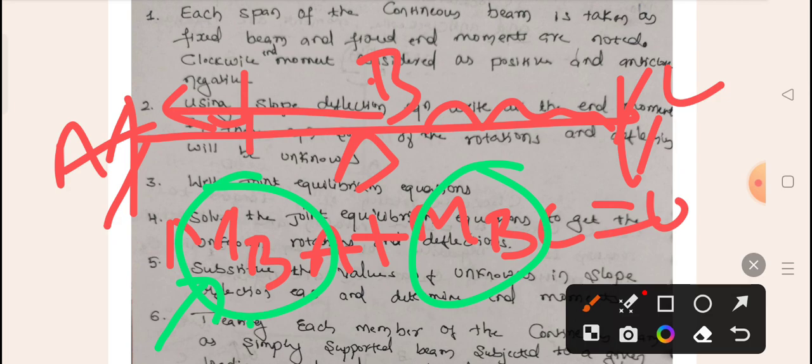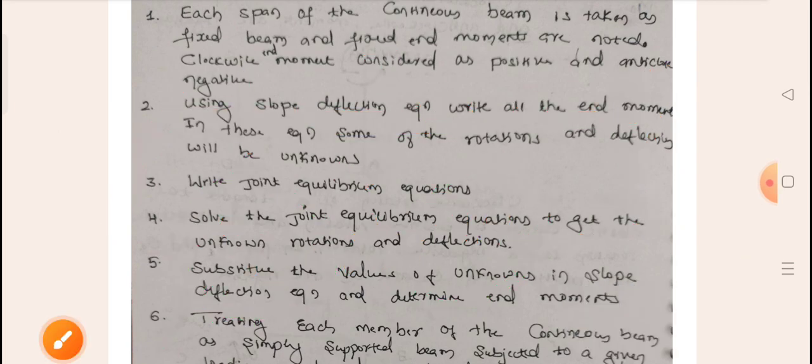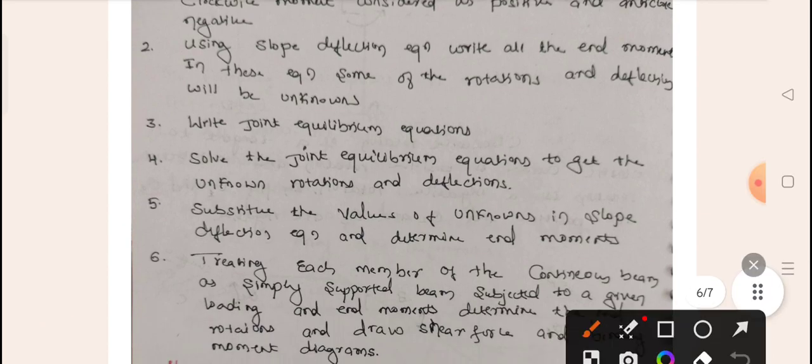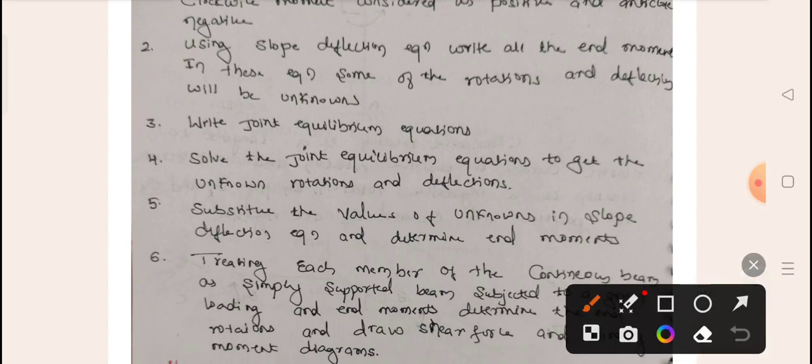After solving this, you will get some value for EI theta B. You substitute it in the main equation and you will get the answer. Same thing, if you see here, is explained here. We will solve one problem and we'll get an idea.